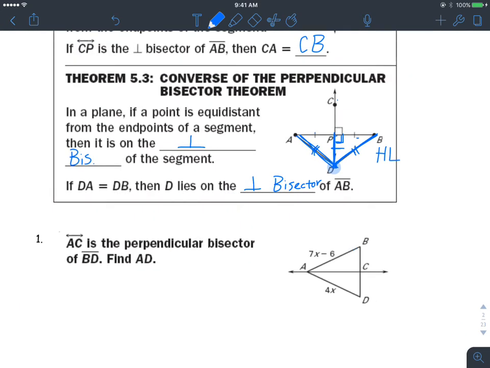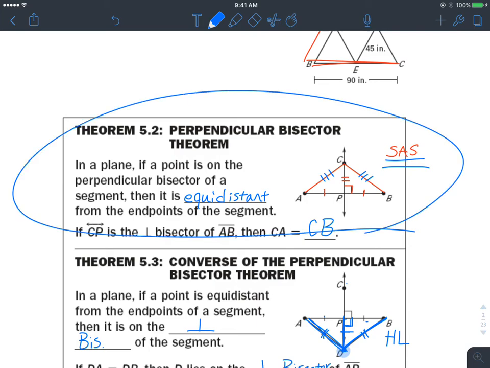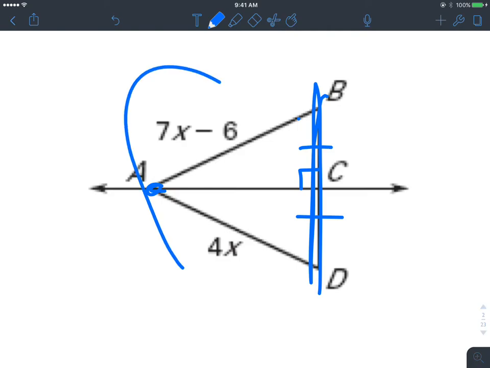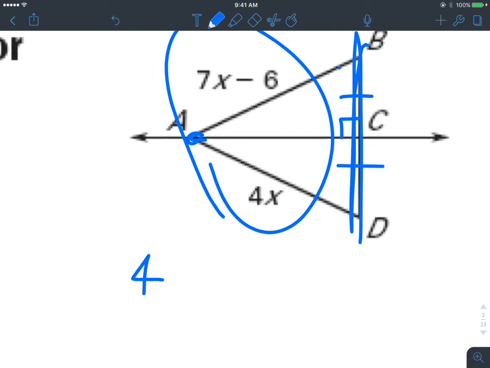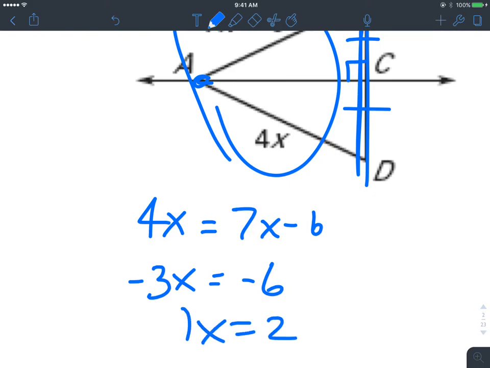Perpendicular bisector. So, for example, down here, AC is the perpendicular bisector of BD, find AD. So we're actually using this theorem 5.2 up here. A is on the perpendicular bisector. If you want to go mark all that, you can, but essentially all you're going to do is set those two pieces right there equal to each other. And usually it's pretty intuitive to figure out what pieces you need to set equal to each other. So you'll get negative 3x equals negative 6, and therefore x equals 2.